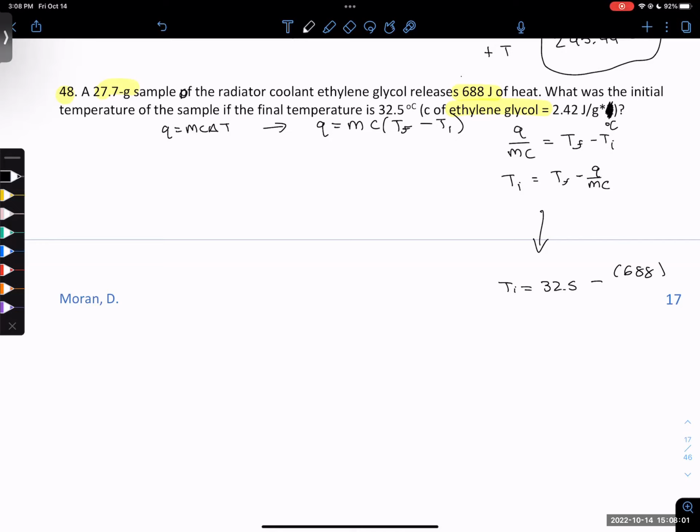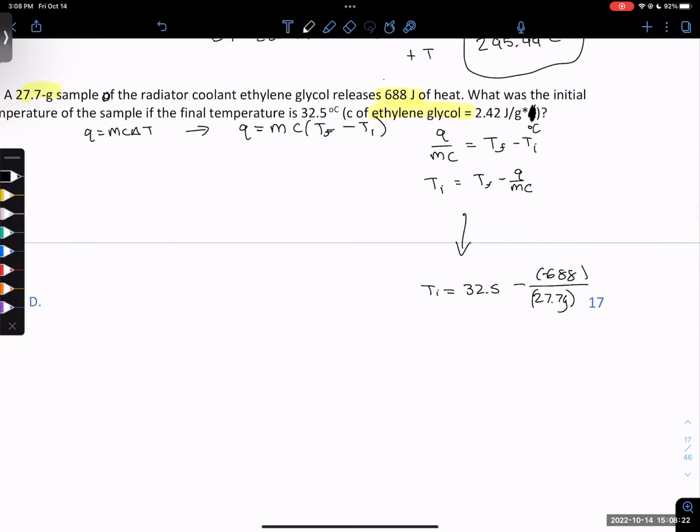This is a really tricky question. The delta T. Shouldn't Q be negative? Shouldn't Q be negative because it's being released? Yeah, it should. So Q is negative, and then negative and negative cancel out. Okay, I see. So it's going to be 27.7 grams, and we're starting to evaluate this number 17, because it releases joules. And then it's 2.42 joules per gram degrees Celsius.